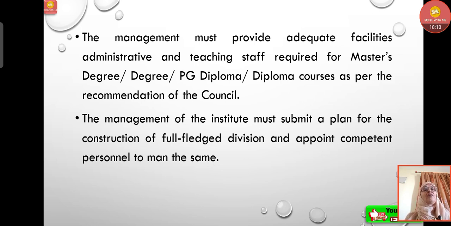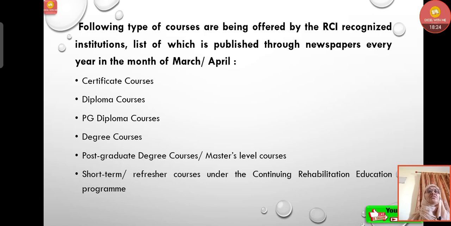Then the management of the institute must submit a plan for the construction of a full-fledged division and appoint competent personnel to man the same. Now, the following types of courses are being offered by the RCI recognized institutions, a list of which is published through newspapers every year in the month of March or April. What are they? Certificate courses, diploma courses, PG diploma courses, degree courses, postgraduate courses or master's level courses, then short-term or refresher courses under the continuing rehabilitation education program.